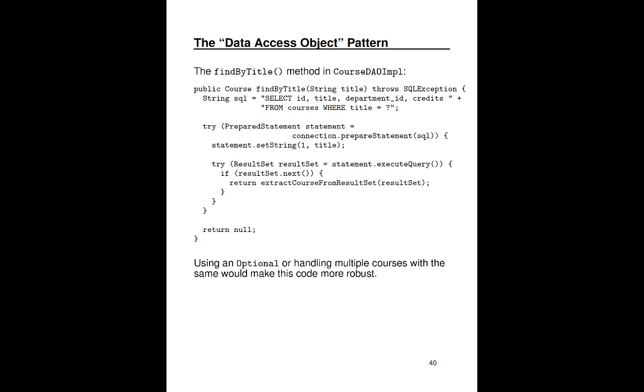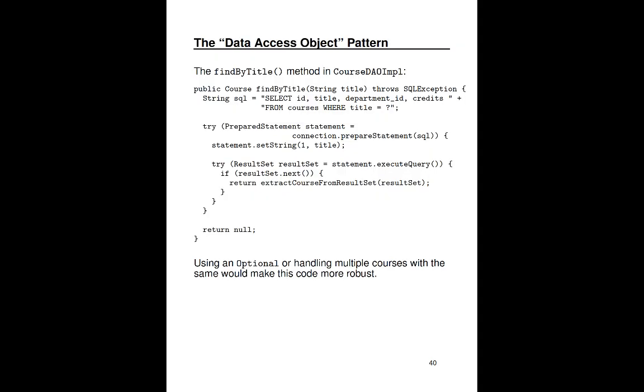Here's an example of one of those methods. Here's how the findByTitle method might be implemented in the CourseDAOImpl object itself. The findByTitle method takes a string, which is the title, and returns a course object. So it creates an SQL statement. This is a prepared statement. And so we're selecting some columns from the courses table with the given title. And then we execute the JDBC code.